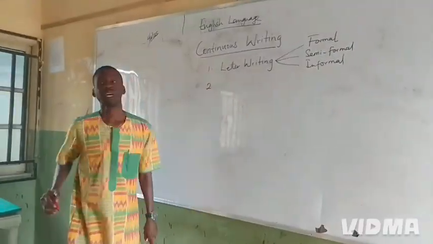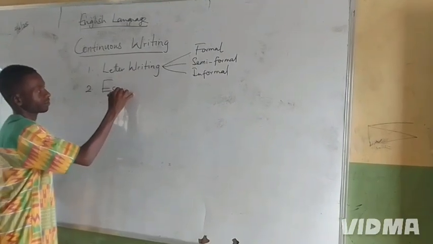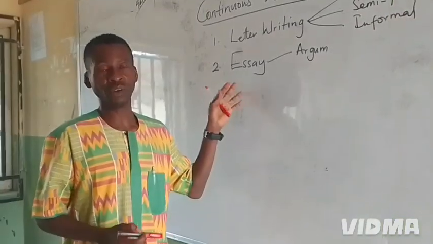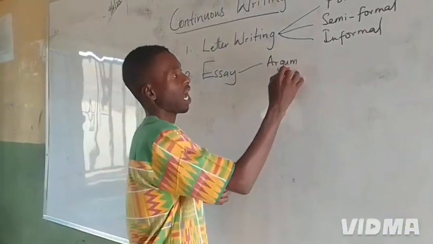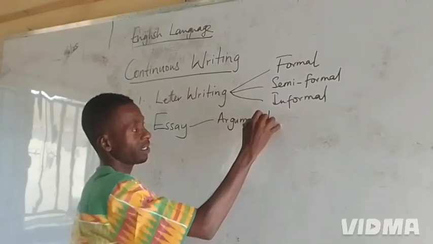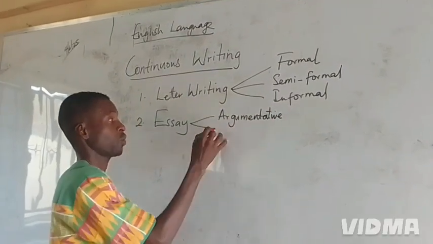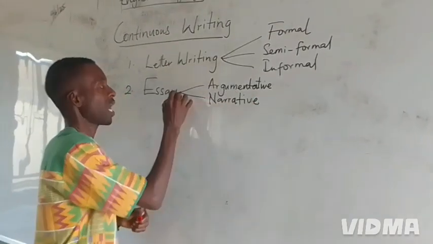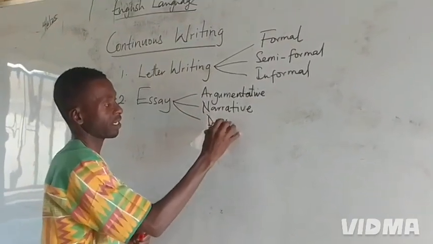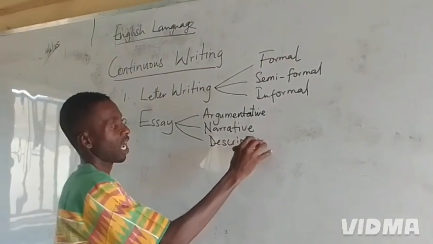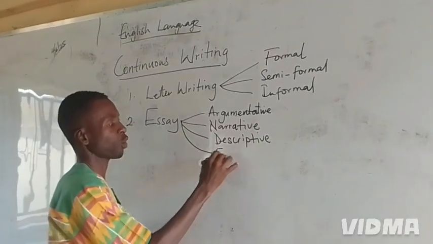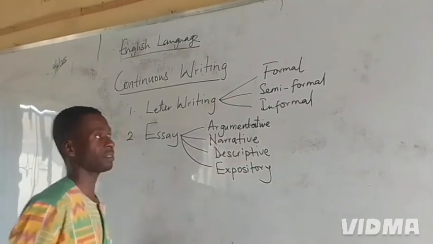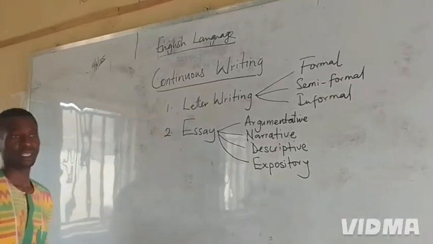Now, number two, essay writing. And there are different types of essay writing. We have argumentative essay, we have narrative essay, we have descriptive essay, lastly we have expository essay. Now I'm going to explain all these.